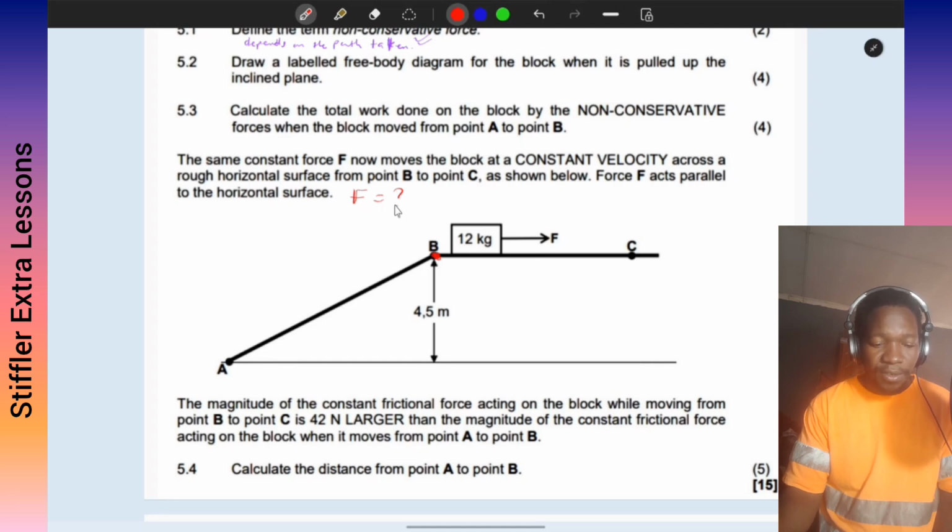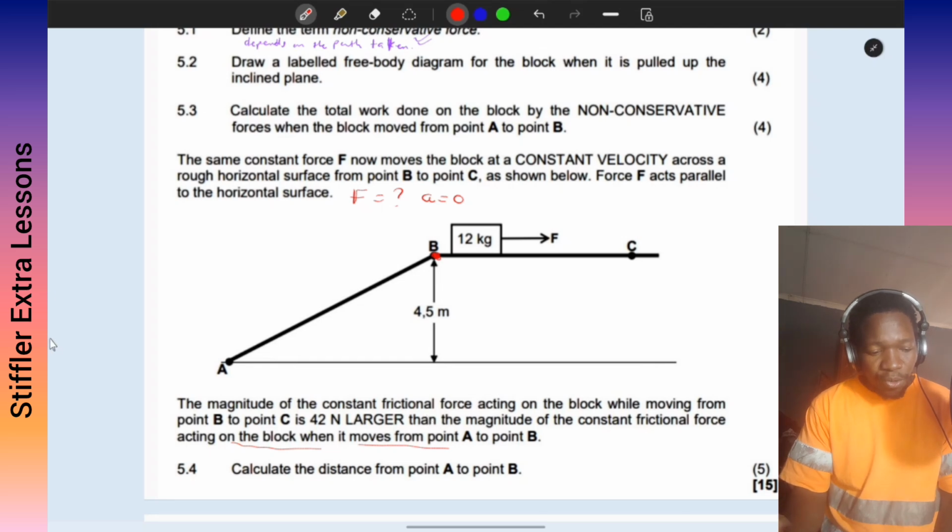What do we know about constant velocity? It means that our acceleration is 0. Constant velocity just means that the acceleration is 0. The force F acts parallel to the horizontal surface, so F is still horizontal to the surface. The magnitude of constant frictional force acting on the block while moving from point B to point C is 42 newtons larger than the magnitude of constant frictional force acting on the block when it moves from point A to point B.